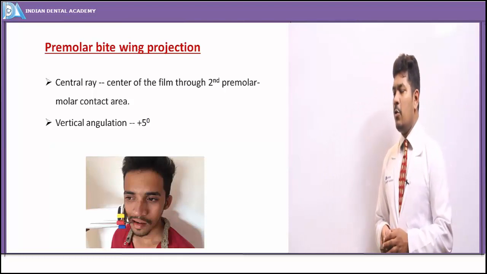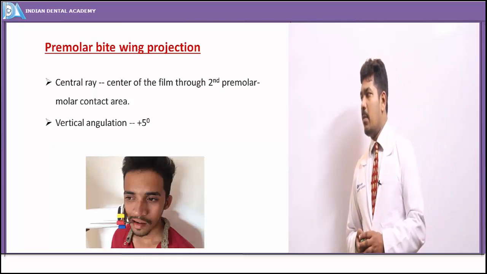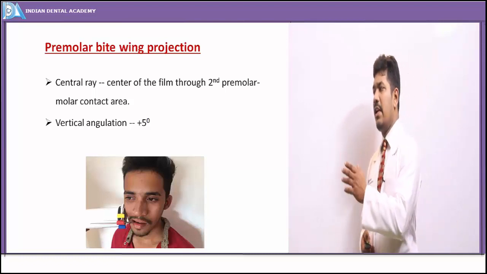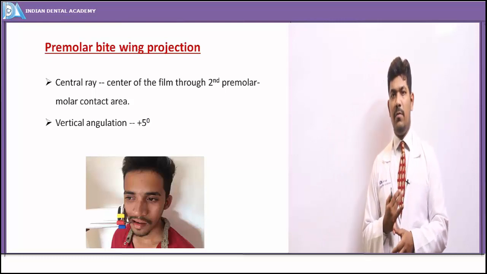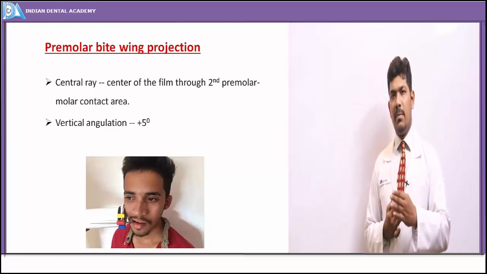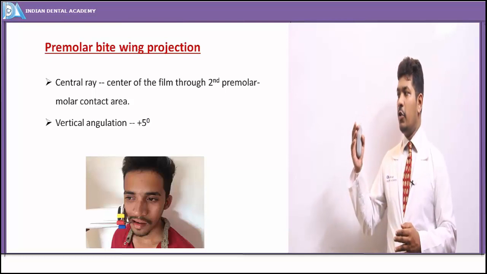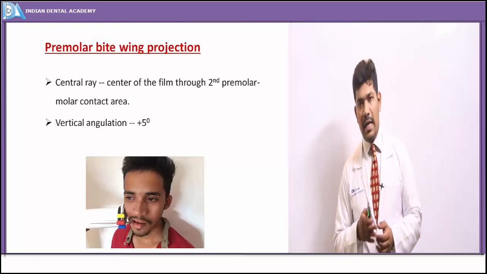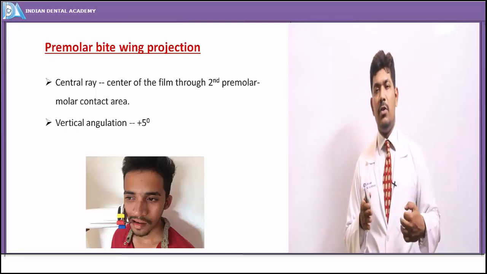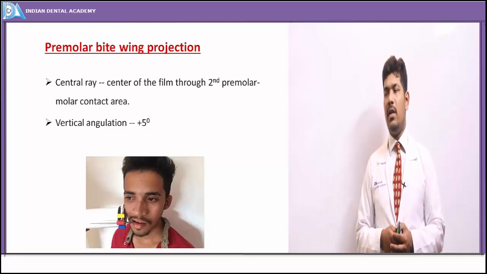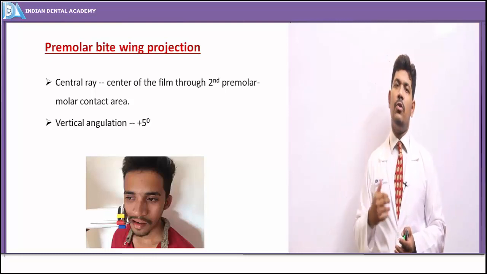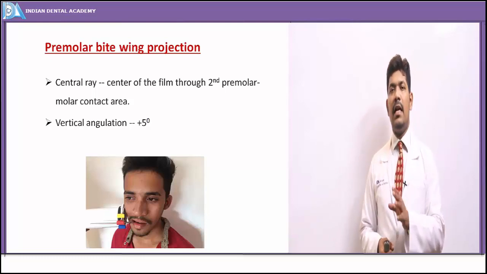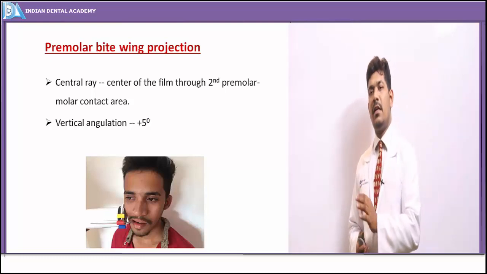Now there are basically two types of bite-wing projections. The first one is the premolar bite-wing projection, where the central ray has to pass through the center of the film, because both the maxillary and the mandibular teeth have to be accommodated through the second premolar and the molar contact area. Owing to the mesiodistal dimensions of the premolars, the central ray has to pass through the contact point between the second premolar and the first molar, with a vertical angulation of +5 which compensates for the curve of Monson.